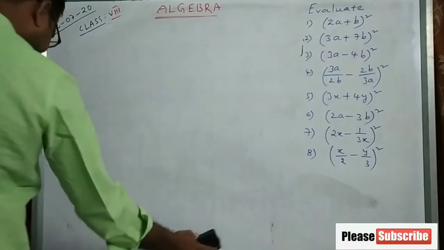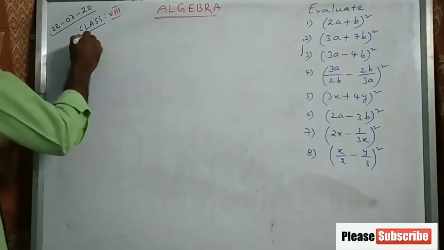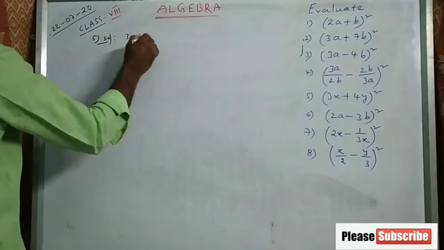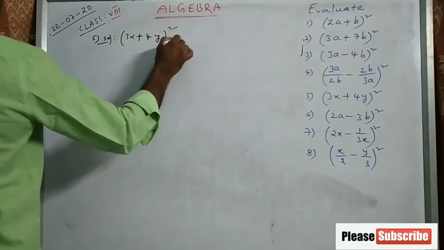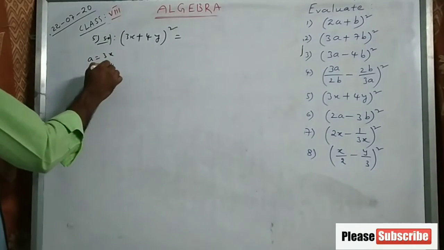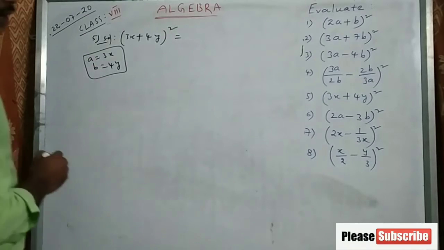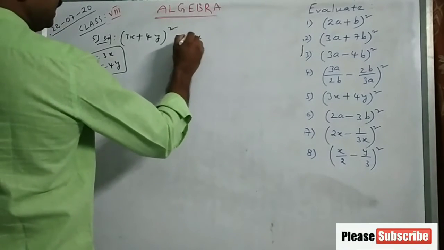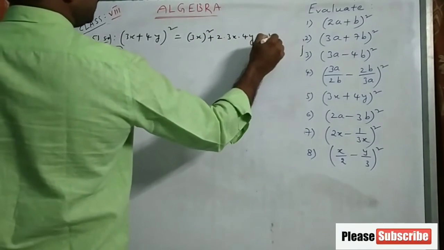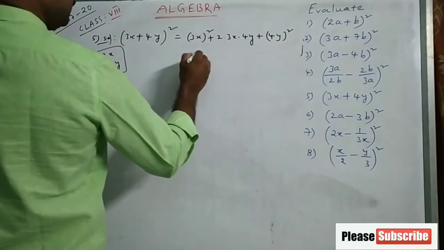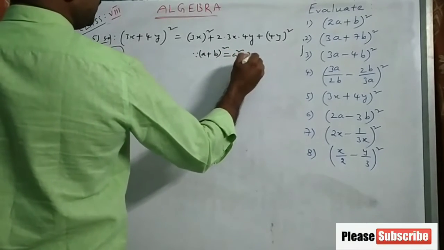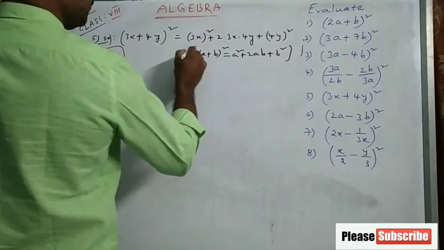So fifth one, see. Fifth solution, 3x plus 4y whole square. It looks like a plus b whole square, a equal to 3x and b value 4y. So what is the formula for a plus b whole square? a square plus 2ab plus b square. Since a plus b whole square equal to a square plus 2ab plus b square.